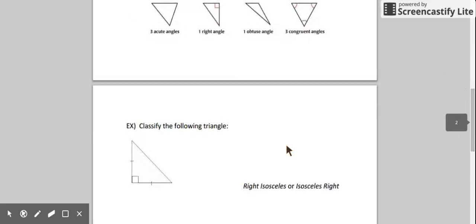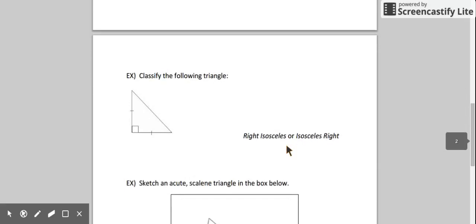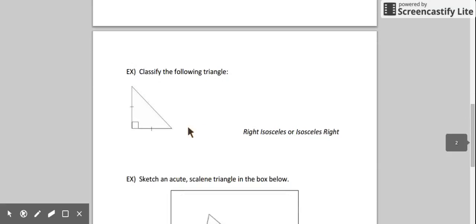So let's see if we can use that information to classify triangles if we're given one, or if we're given the description, can we sketch one out? So here we're given this triangle and asked to classify it. We've got to classify it based on our sides and our angles together. So because I have two equal sides, I have an isosceles triangle. And because I have a right angle, I have a right triangle. So together they create an isosceles right triangle.